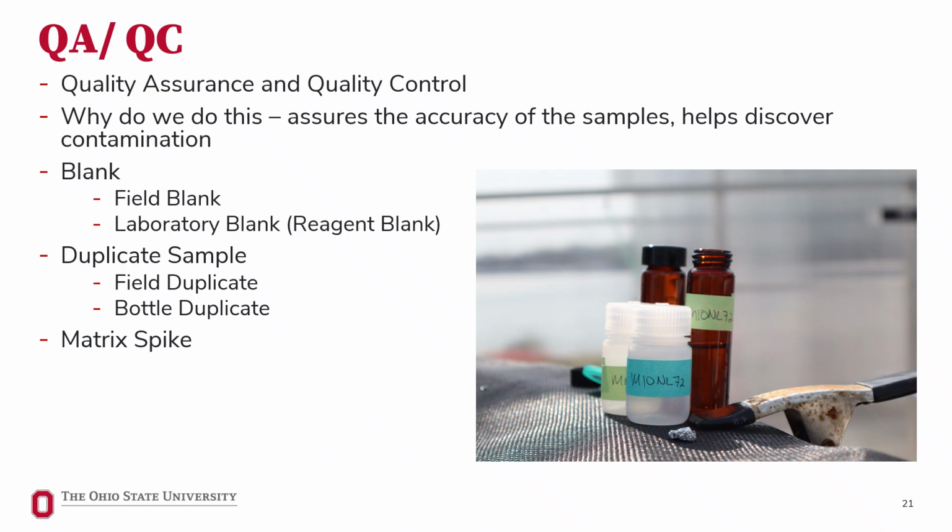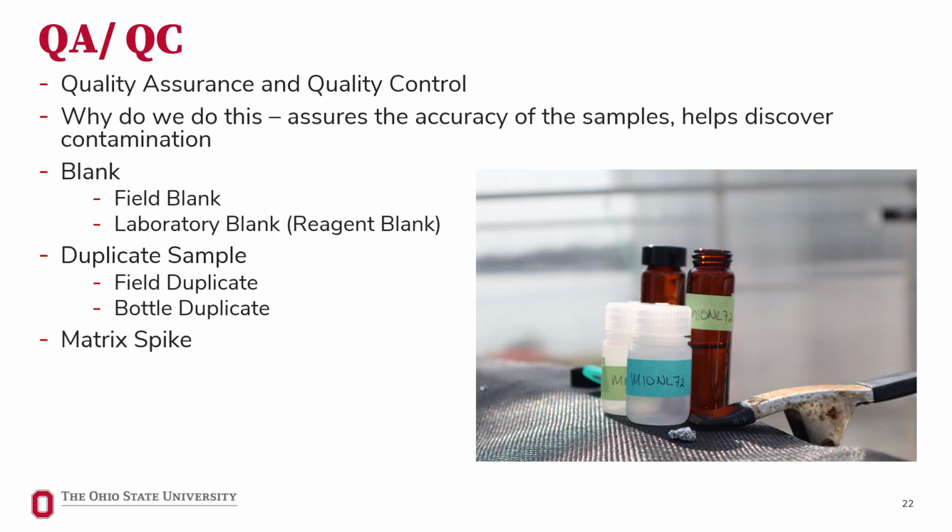Next is a duplicate sample. This is when two samples are collected or analyzed at the same time and place. These samples should have the same results or within 10%, as there may be some small differences in the sample that the machine can pick up on. If they don't have the same results, this could indicate an issue. A field duplicate is when two samples are collected at the same time and with the same equipment. A bottle duplicate is when a sample is analyzed twice in a row from the same bottle.